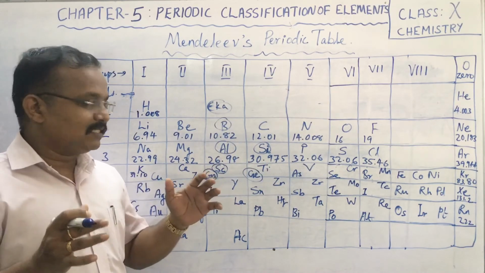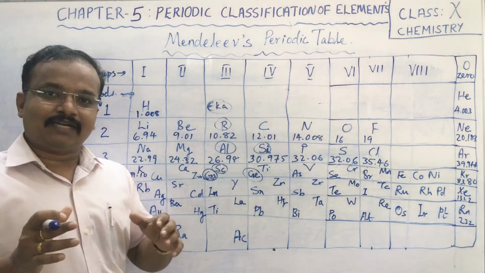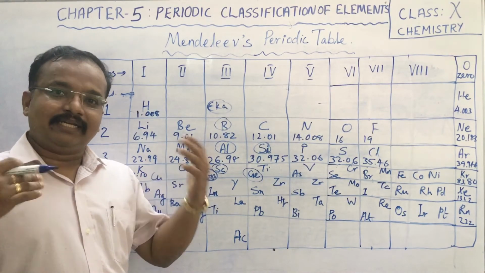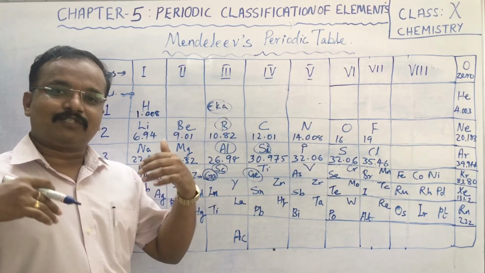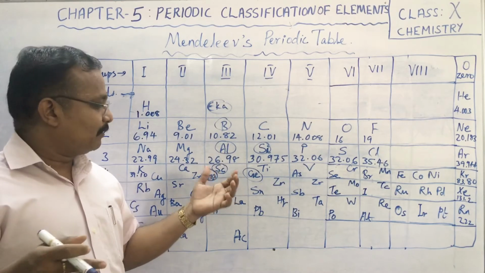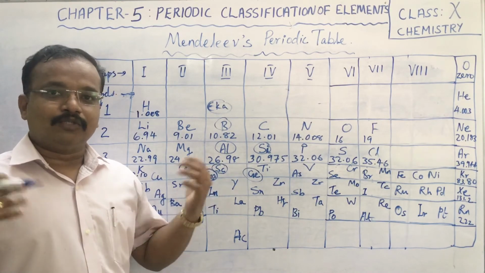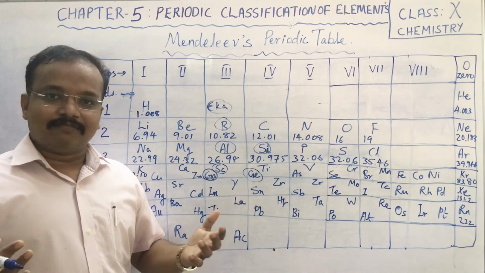So those elements were actually found just after that, and they were named. He predicted earlier that when these elements are discovered, they will have the same physical and chemical properties. So he left certain gaps in the periodic table. Those are some of the merits we can say.